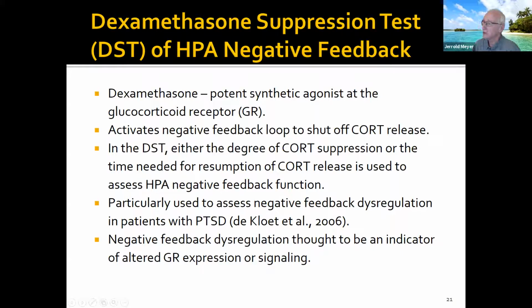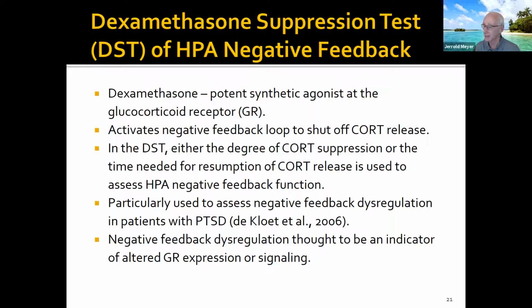Some of you may have heard of this test if you are familiar with various tests of the HPA axis. This is called the dexamethasone suppression test, and it's specifically a test of the negative feedback properties of the individual's system. So dexamethasone is a synthetic glucocorticoid.